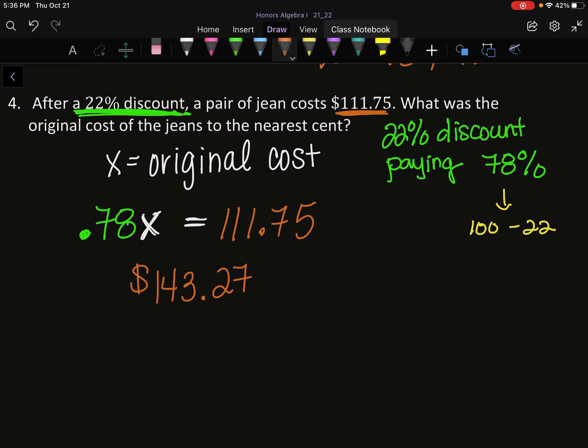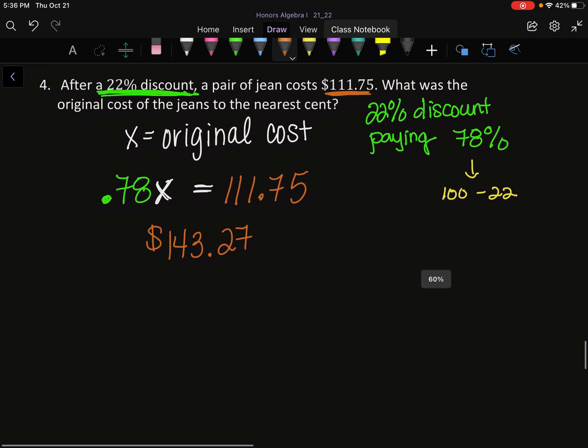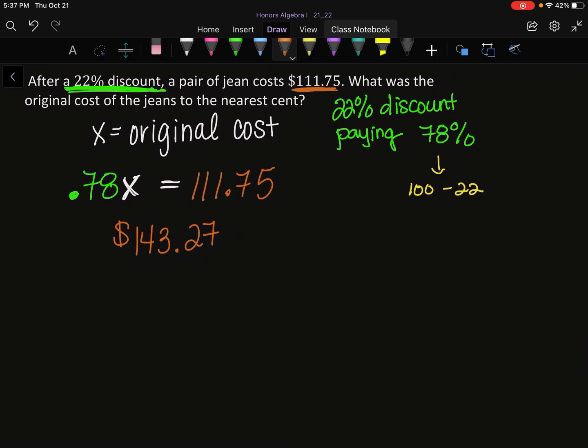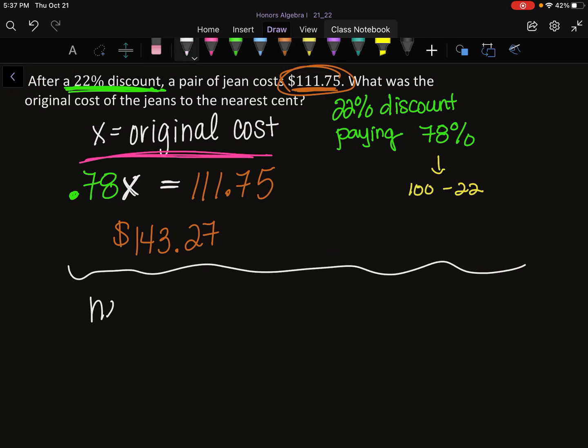After a 22% discount, yes, okay. So 22% discount, that's a percent decrease, right? We don't know the original price. That's what x is, right? But we know this new price. This is our new. So let me draw a line here. New minus old over old equals a 22% decrease.